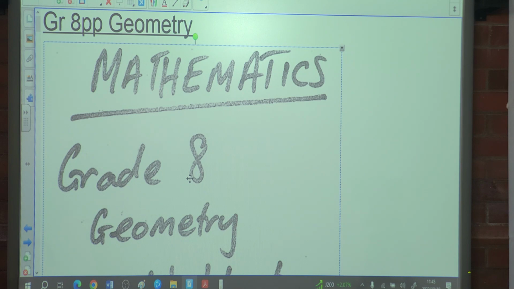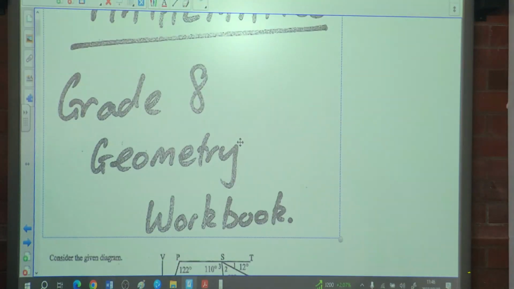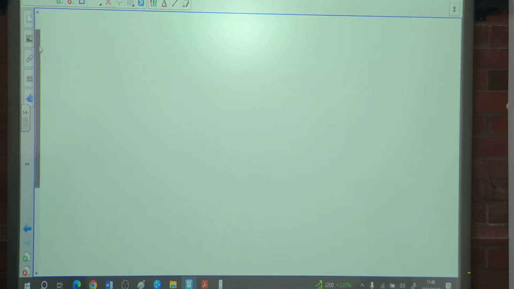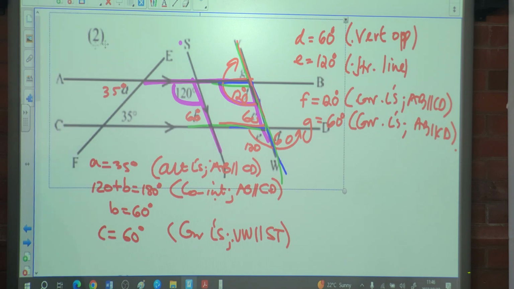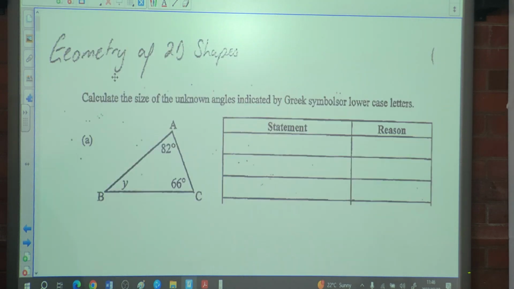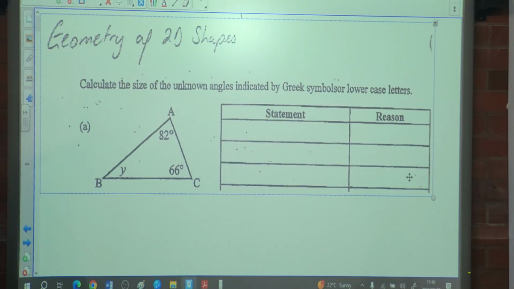So today we're looking at geometry after your long holiday. So we're on page 12. Okay, let's just get everything. So now we're going to look at geometry of 2D shapes.